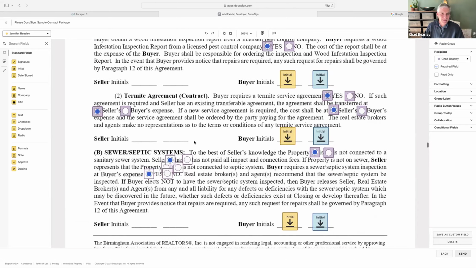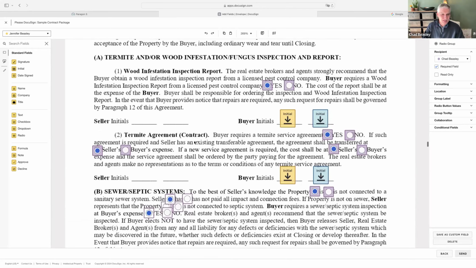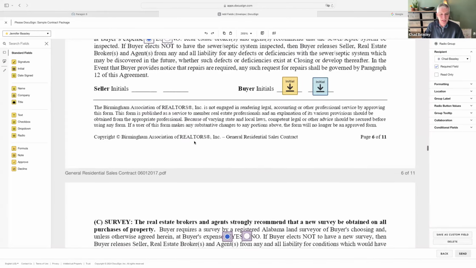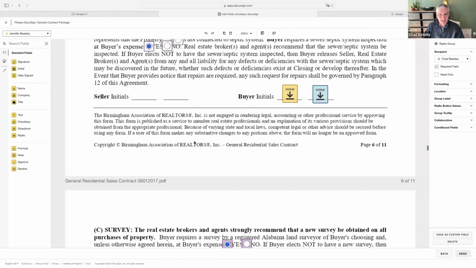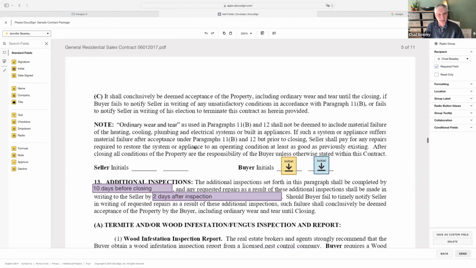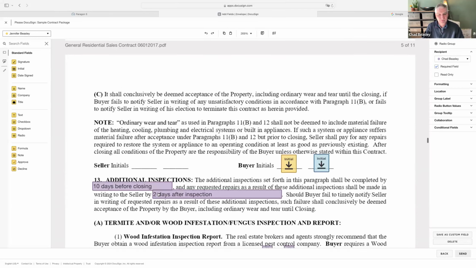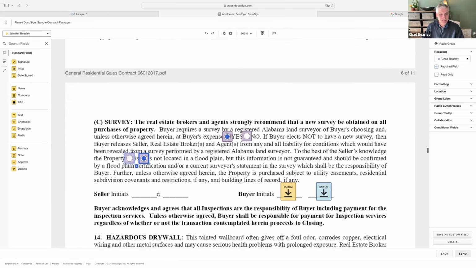So those are the things, the termite wood infestation report, sewer and/or septic inspections, and the survey, that are regulated by that additional inspections clause in item 13. So any questions there?